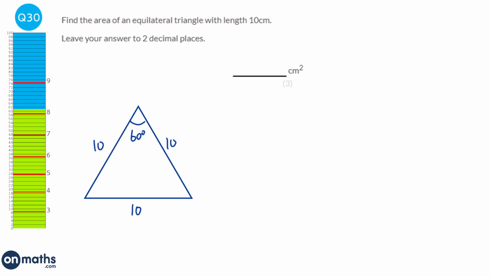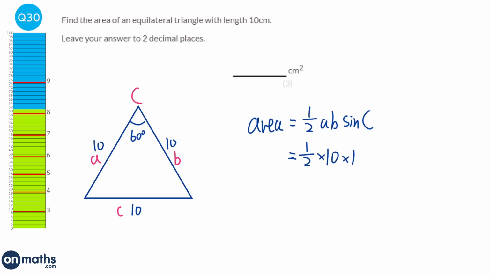And we know that to find the area of a triangle, we can use this formula here, which is half ab sine capital C. And if we have a look at this diagram, we can label the sides. So I'll call this angle C, and little c here, and little a here, and little b here. So let's put that into our formula. Little a is 10, little b is 10, and sine c, which is 60.